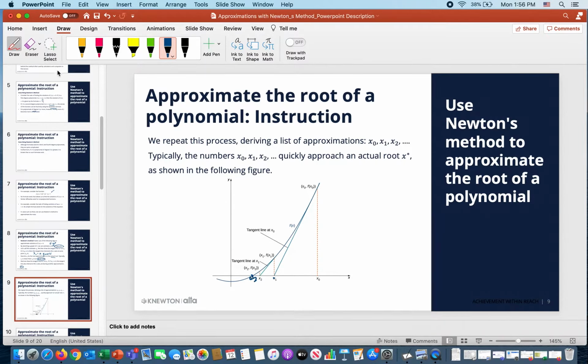Sorry, I meant to grab the eraser there. It's not. There we go.